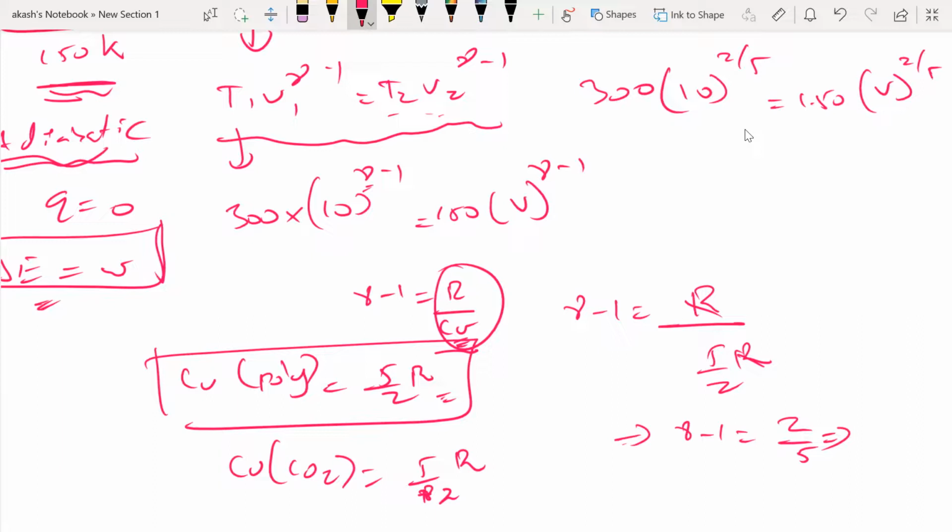Are we using the CV value? One second, I'll just close the door and come. Okay, so are we doing it? Just one moment, people. I'll just confirm whether we are doing it correctly.